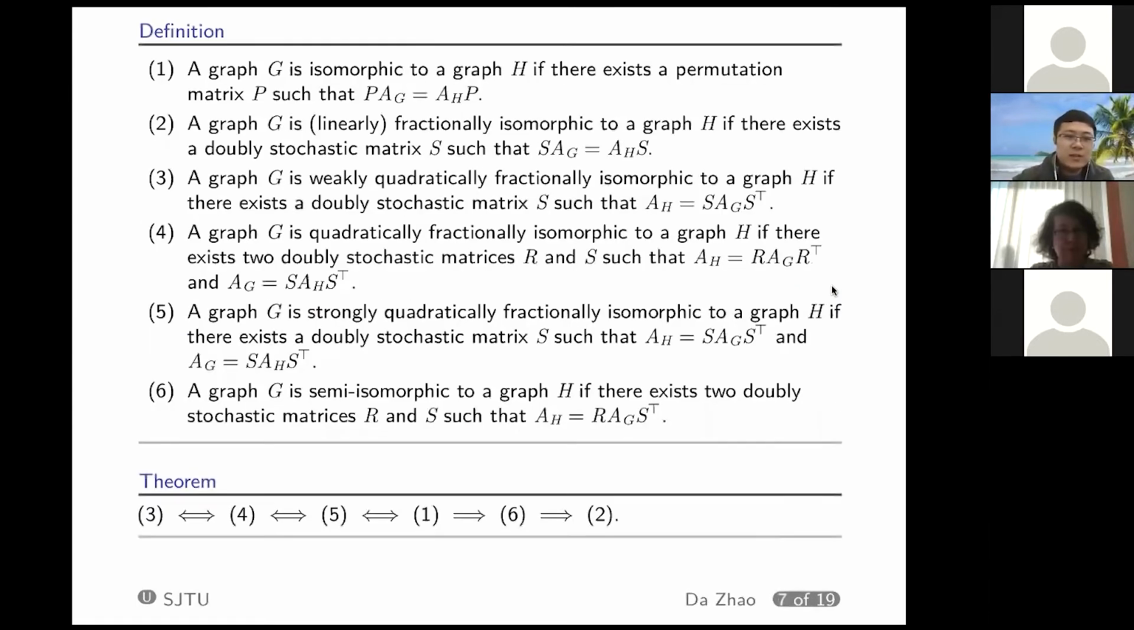Okay, and concerning the fractional isomorphism, there is something more about it. First, we know that two graphs are isomorphic, which can be characterized by the adjacency matrix, if there is a permutation matrix P such that P A_G equal to A_H P. Also, you can put the permutation matrix on the right-hand side by putting P transpose. The linear fractional isomorphism is the relaxation of the condition by replacing the permutation matrix by a doubly stochastic matrix. As you can see, this is simply replacing P, the permutation matrix here, by S, the doubly stochastic matrix.